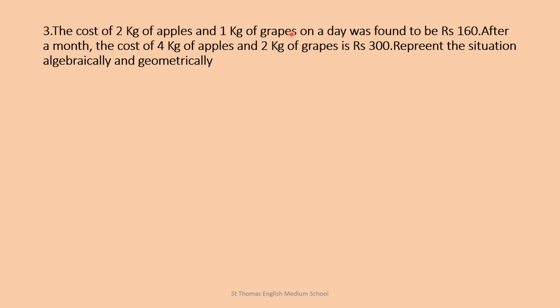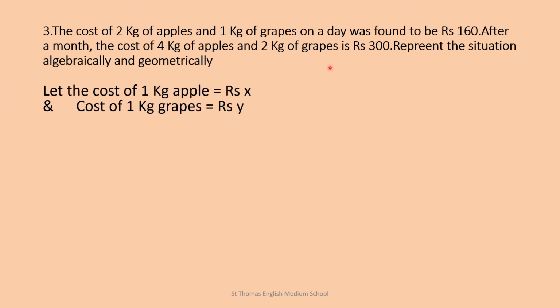Now you have to frame two equations. For that, two conditions are given. The first condition is cost of 2 kg of apple and 1 kg of grapes, that is rupees 160, and cost of 4 kg of apple and 2 kg of grape is given rupees 300. So you can represent the situation algebraically by taking let cost of 1 kg of apple equal to x and cost of 1 kg grapes equal to rupees y.